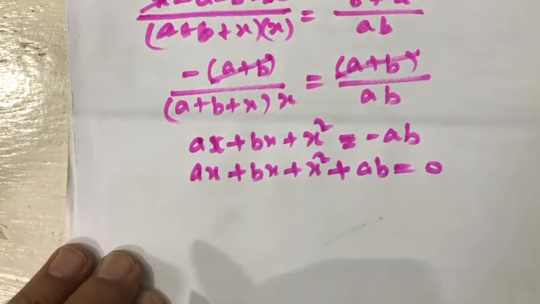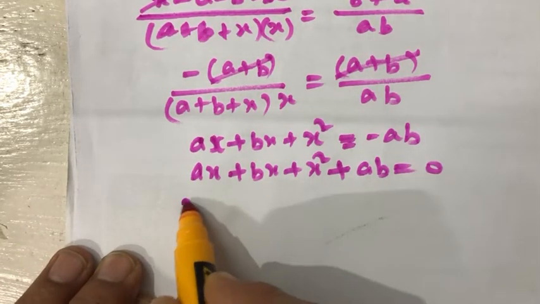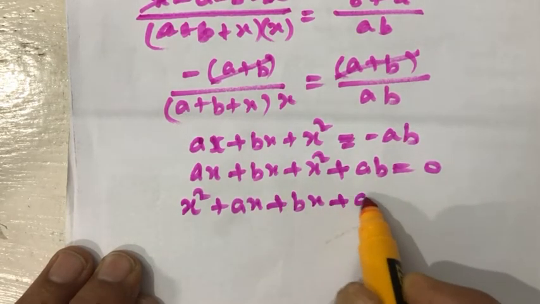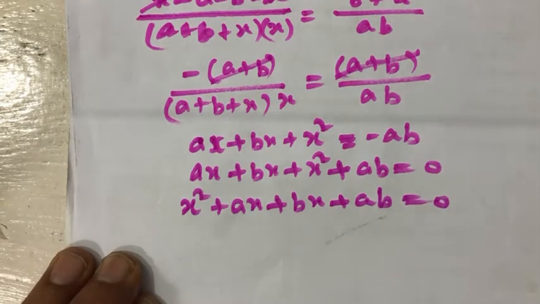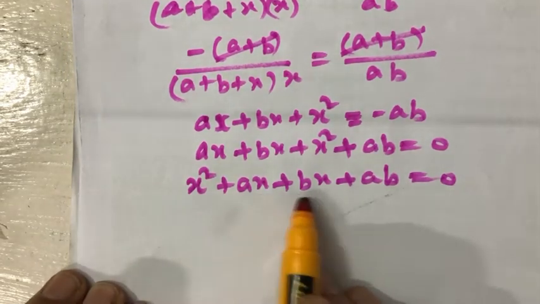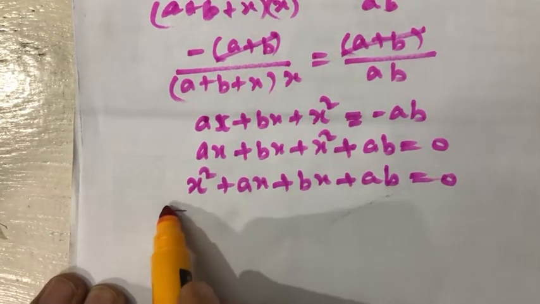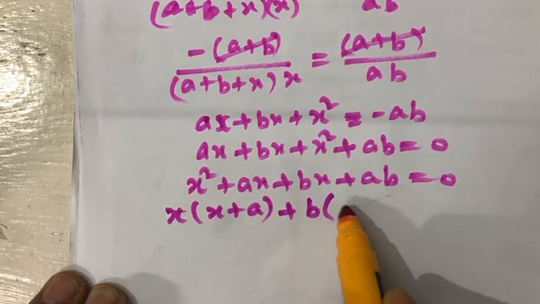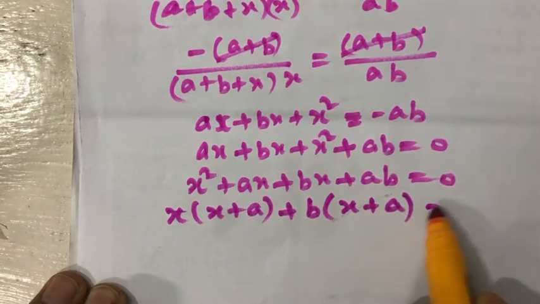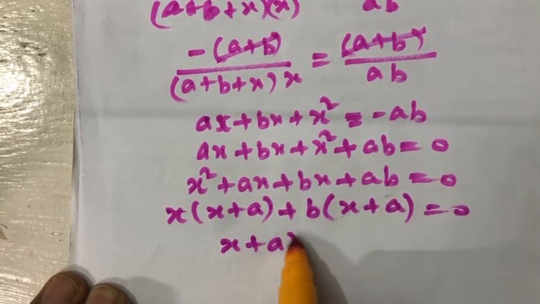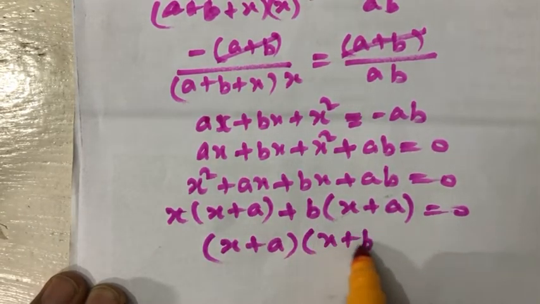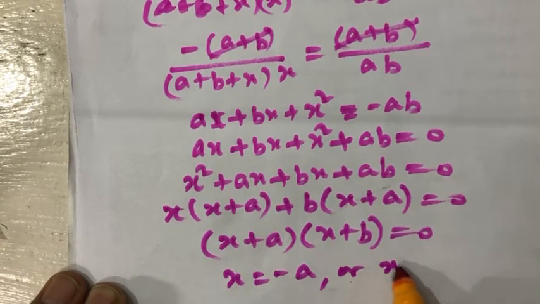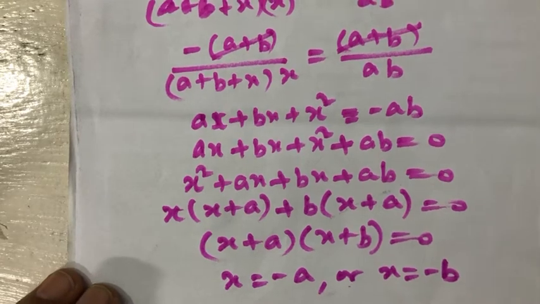Now if we arrange it, what we'll get, x square plus ax plus bx plus ab. Standard form, x square then x then constant. Taking x common from first two and taking b common from last two, what we are getting, very simple, x plus a and x plus b. It means x equals minus a or x equals minus b is the answer.